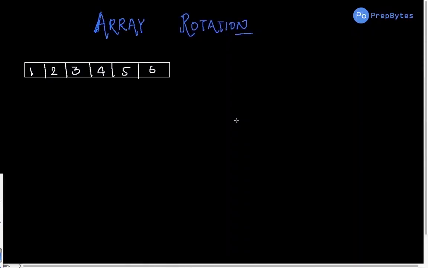Session, we are going to talk about array rotation. We will first understand what we mean by array rotation, and then we will see various approaches to rotate an array. So let's say we have this particular array with us, and the rotation could be either left rotation or right rotation. So let's talk about left rotation.